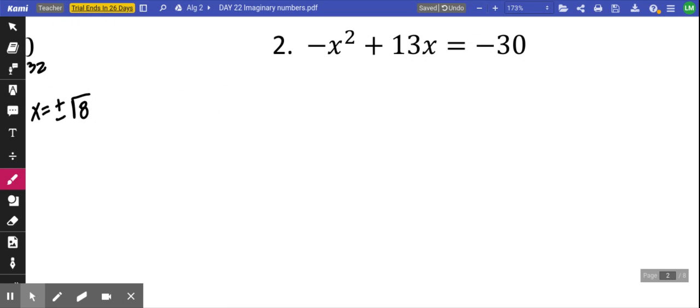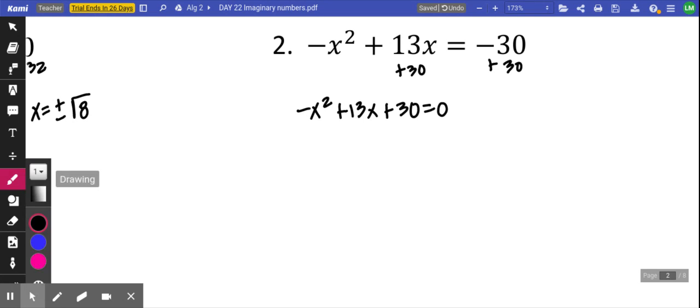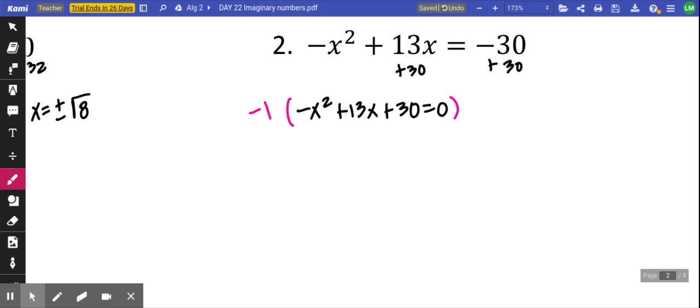Number 2, I notice I have an x squared, an x, and a constant. This one I want to set equal to 0, and then factor into 2 binomials, okay? I'm going to add this 30 to the left-hand side. So I get negative x squared plus 13x plus 30 equals 0. Now here's the thing, I don't like that negative sign at all. So to get rid of that negative sign, I'm going to multiply everything in here by -1, and that's just going to change all my signs around. x squared minus 13x minus 30 equals 0.